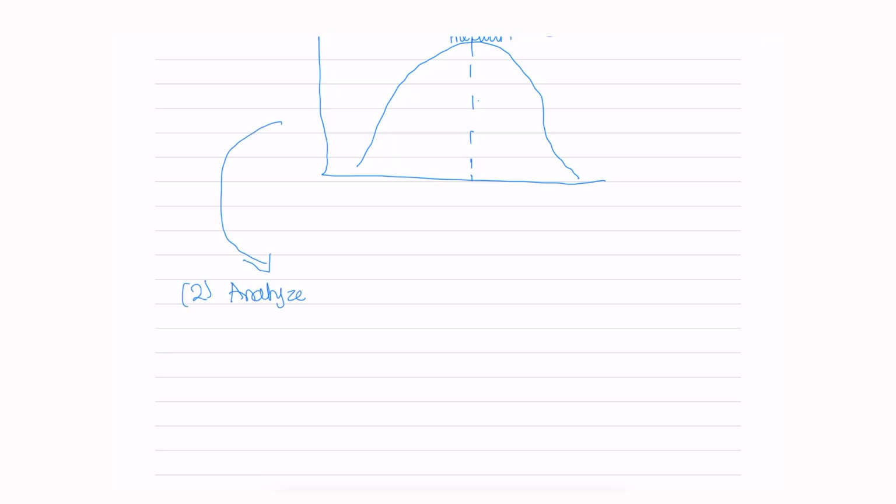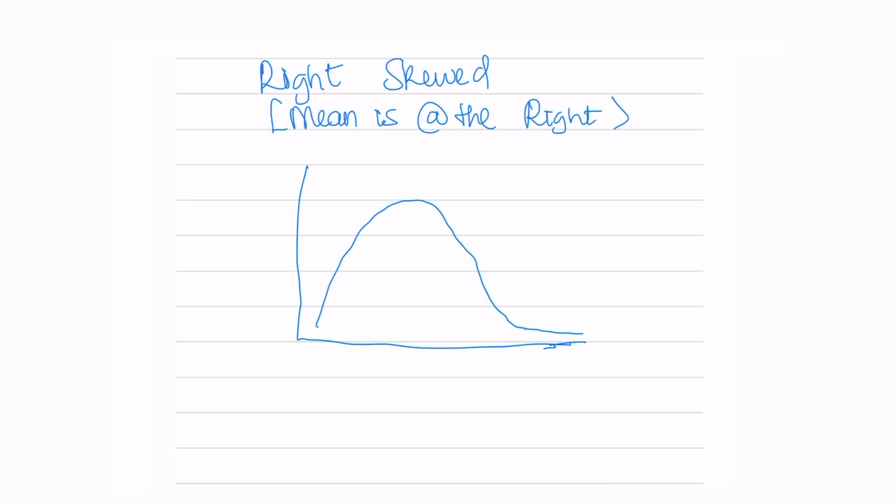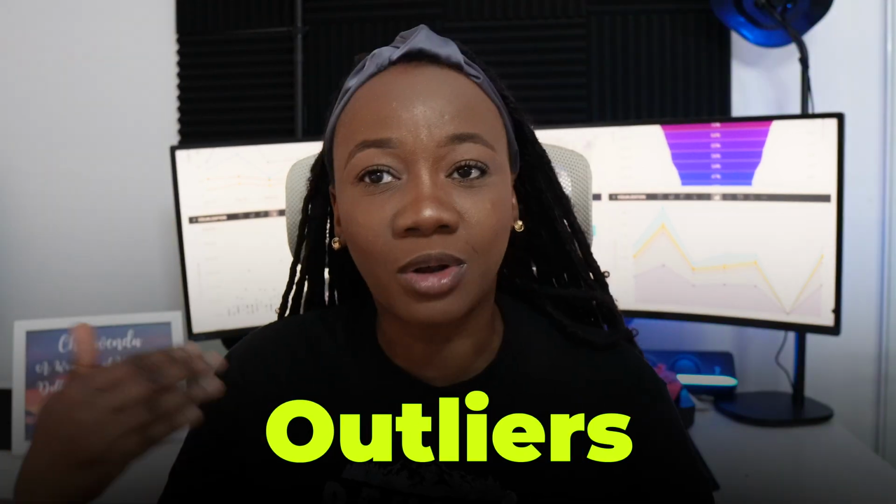Also, you're able to analyze the different shapes of data distribution, so a normal distribution, a positively skewed distribution, or a negatively skewed distribution as well. And when it comes to visualizing your data, for example, understanding trends, patterns, and outliers, statistics helps you interpret that very well.